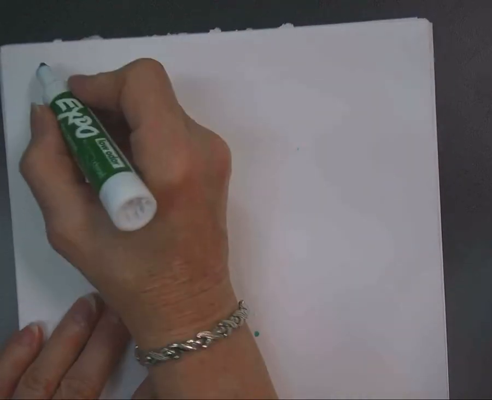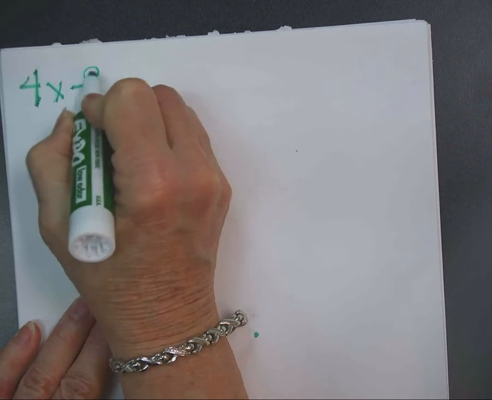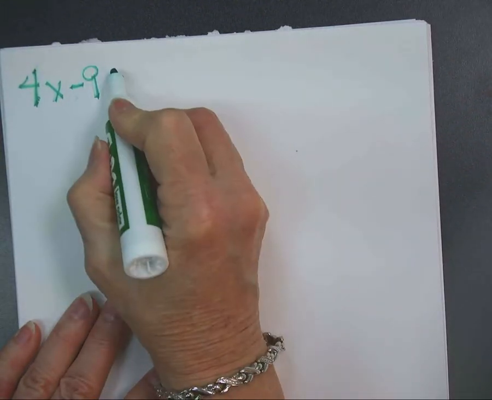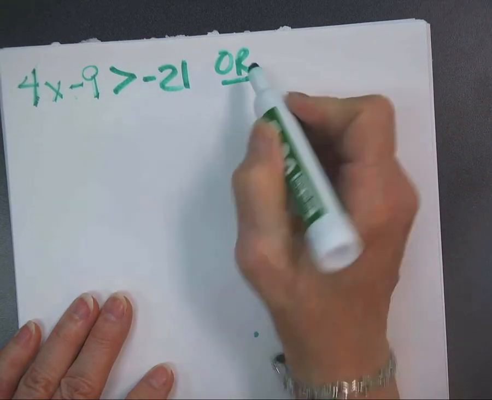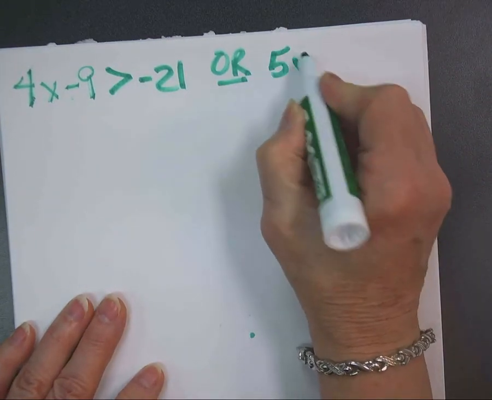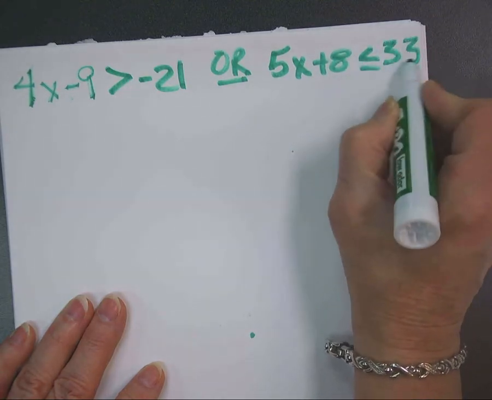Okay, let's solve a compound inequality. We have 4x minus 9 is greater than negative 21, or 5x plus 8 is less than or equal to 33.